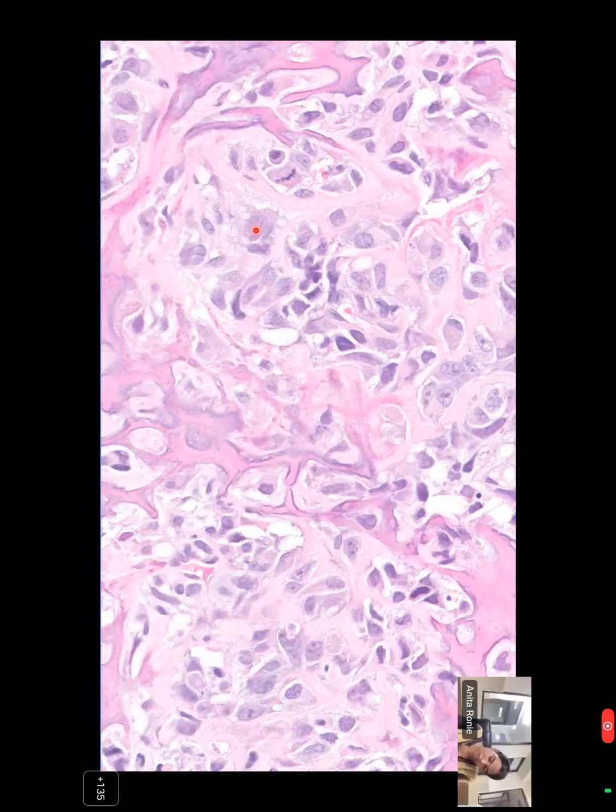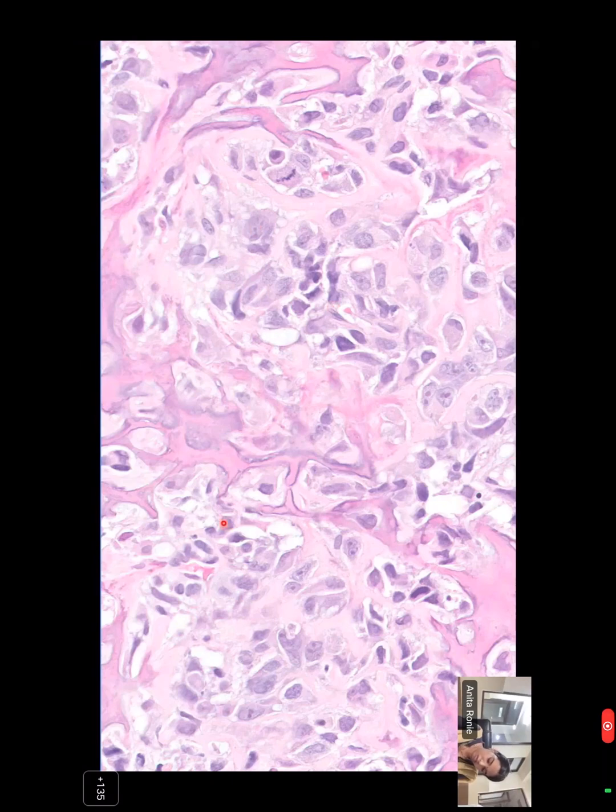So do you have a diagnosis? That is osteosarcoma. It's a less classic osteosarcoma. And the only reason I wanted to show you this is to demonstrate this lace-like network of osteoid, and the fact that occasionally it can be very hard to tell between collagen, fibrous tissue, and osteoid.